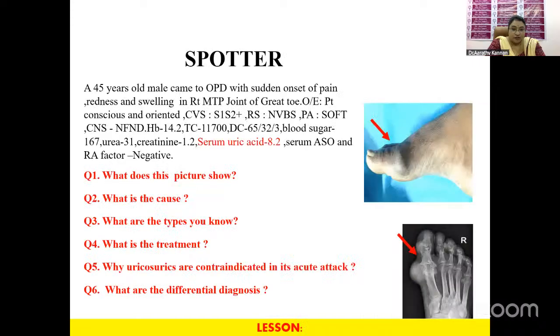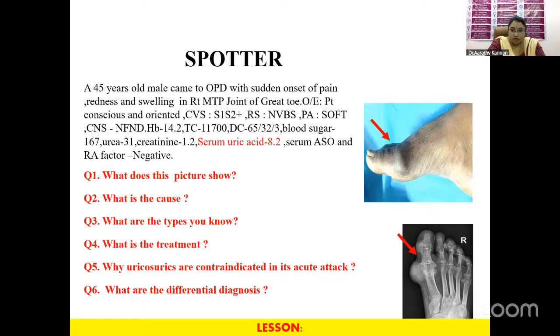Next, we had a 45-year-old male who came to our OPD with sudden onset of pain, redness, and swelling of the right metatarsophalangeal joint of the great toe. On examination, he was conscious and oriented. His systemic examinations were normal. His hemoglobin was 14.2, total count was 11,000, differential count neutrophils 65, blood sugar was 167, urea was normal. His serum uric acid was 8.2, serum ASO and RA factor were negative. The clinical picture of his great toe is shown here.